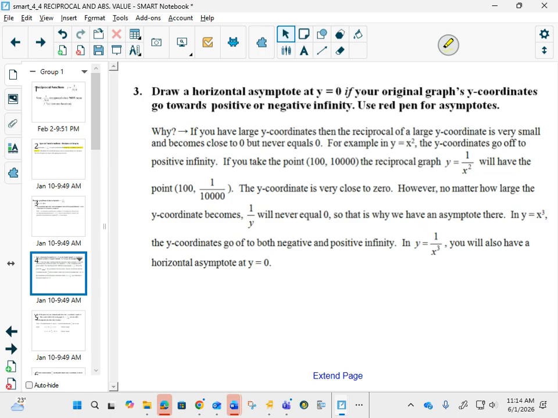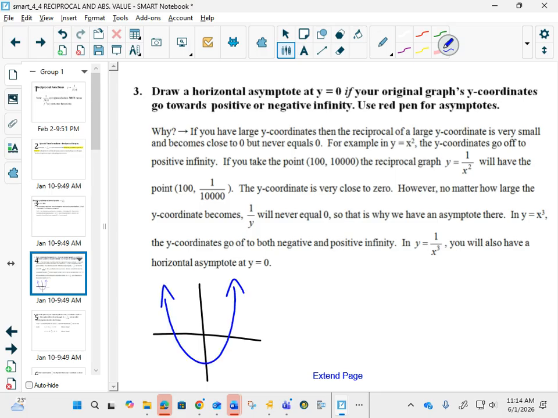Next, you're going to look if there's going to be a horizontal asymptote. Anytime your y values get really, really big, when you do 1 over a really, really big number, it gets close to 0. So let's say I had a parabola, and my parabola looked like this. Well, step 1 would say, here and here you have x-intercepts. Those will become vertical asymptotes.